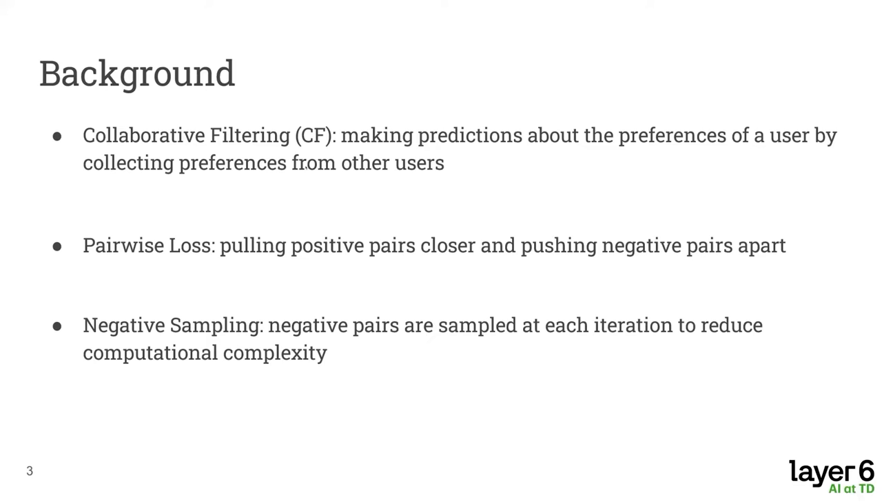A pairwise loss is typically used in deep learning approaches to pull the positive pairs closer and push the negative pairs apart. Also, negative sampling is used to sample the negative pairs at each iteration to reduce the computational complexity.